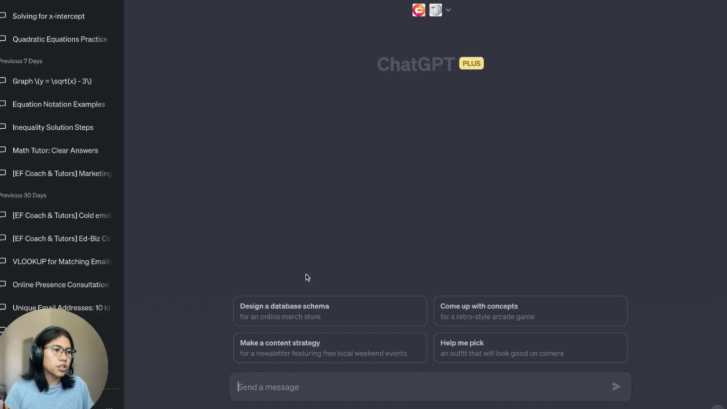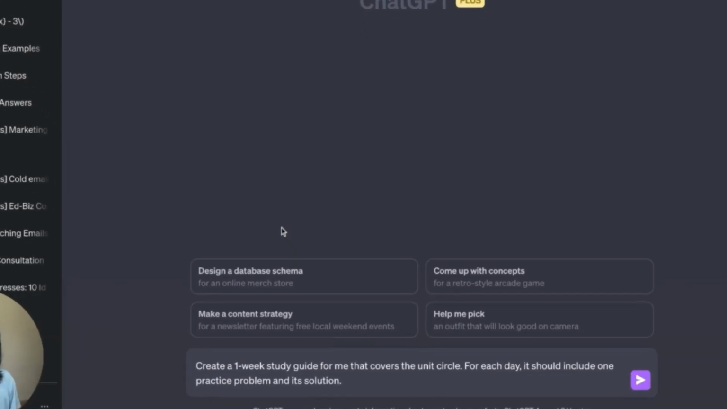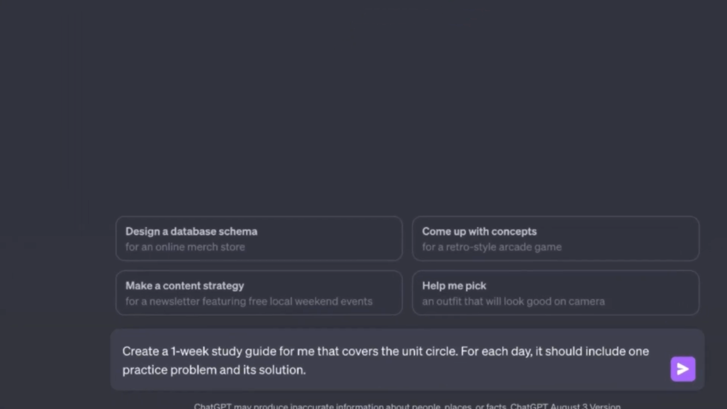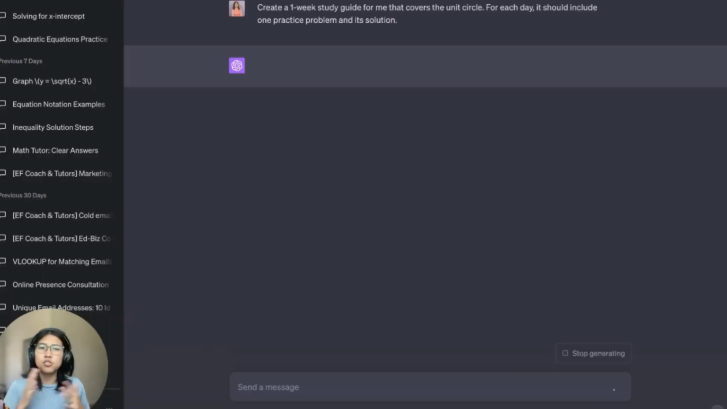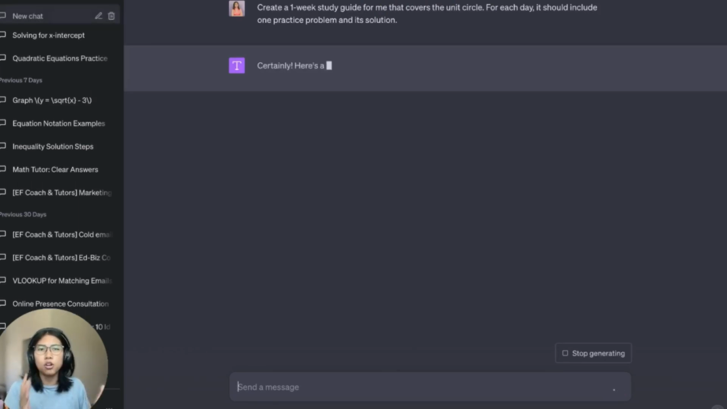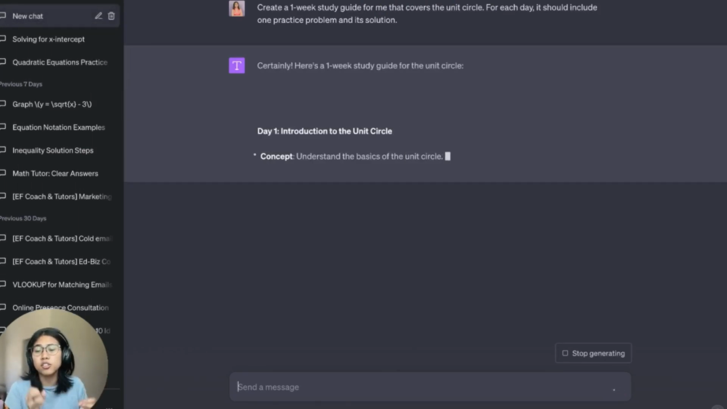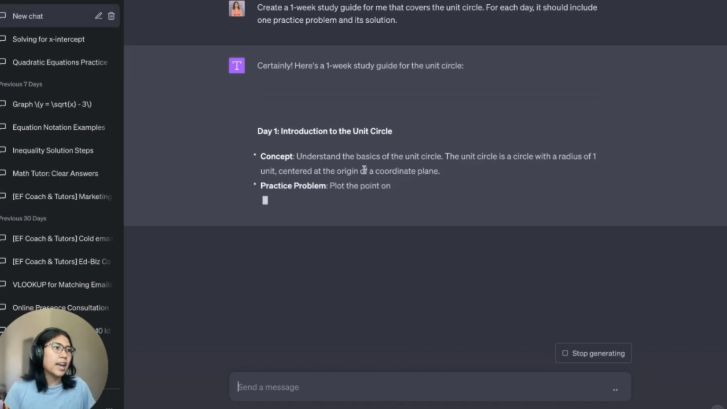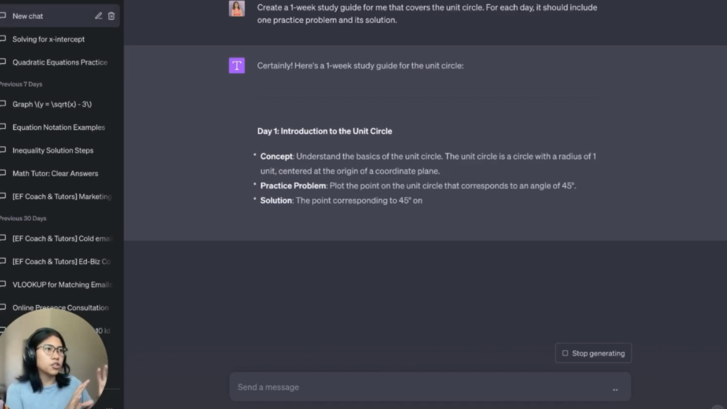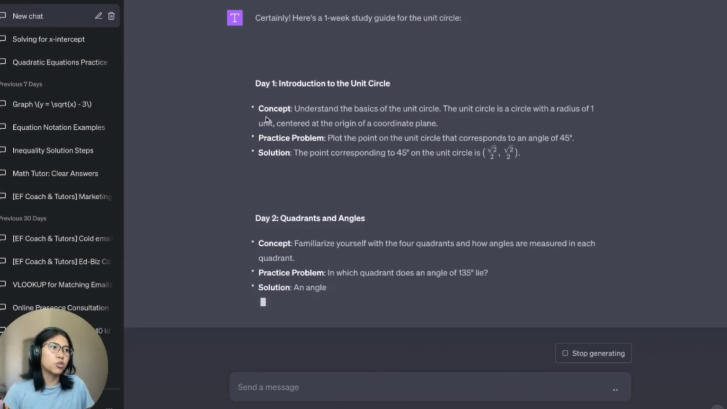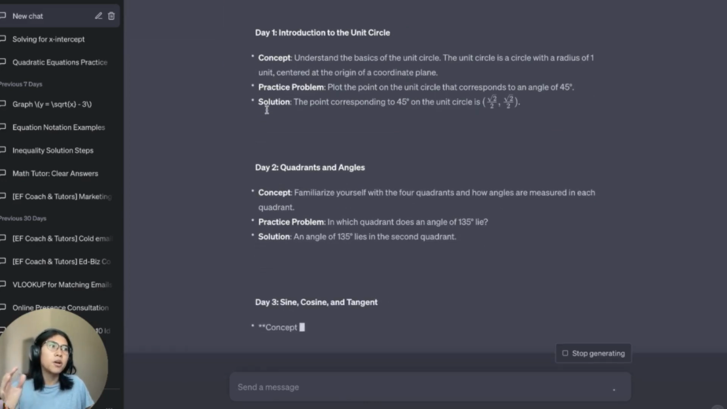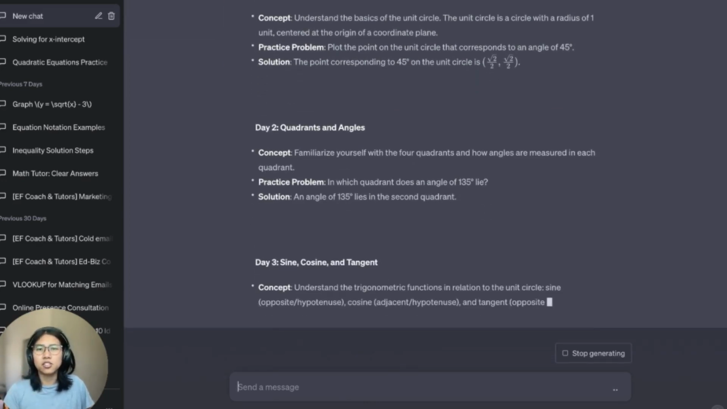And the prompt I'm going to give is create a 1-week study guide for me that covers the unit circle. For each day, it should include 1 practice problem and its solution, so that way you can, again, practice and see if you got close to the solution or see which concept you need to practice more. And the way that ChatGPT is going to take this prompt is it's going to break it down by days. So the first one is introducing you to this unit circle. Here's the key concept you should learn with the practice problem and its solution.